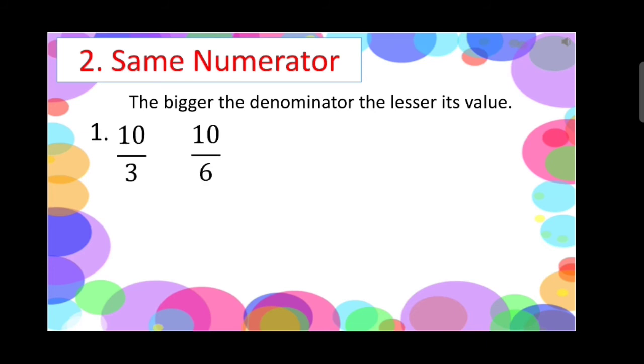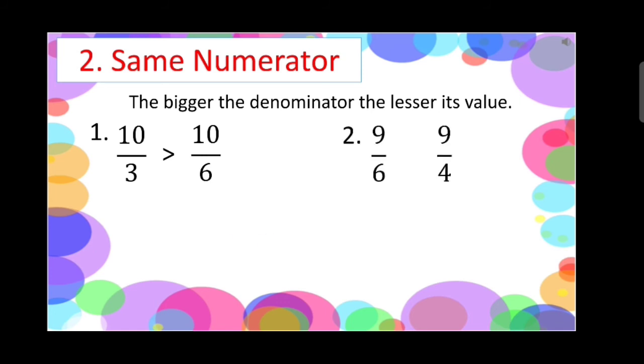Ayan, 10 over 3, then 10 over 6. So, nakita nyo, as you can see, pareha sila ng numerator, pero magkaiba sila ng denominator. Pero sabi niya, kung sino yung malaking denominator, mas maliit yung value. So, sa 3 and 6, sa palagay nyo, ano yung mas malaki dyan? Si 3 or 6? Okay, very good. Si 6, di ba? So, therefore, we conclude that 10 over 3 is greater than 10 over 6. So, meaning to say, mas mataas si 10 over 3 kaysa kay 10 over 6.